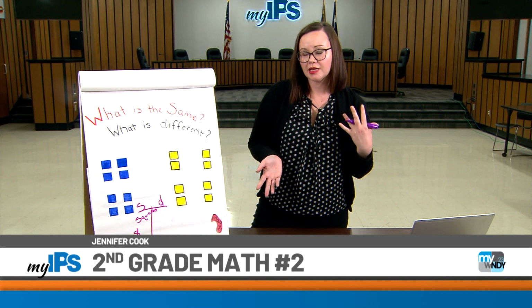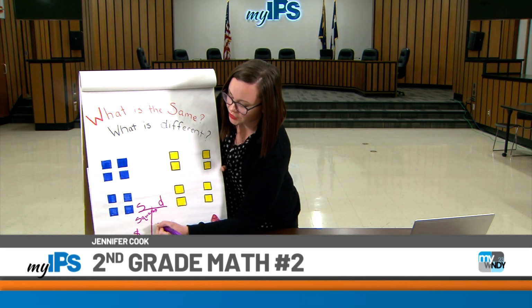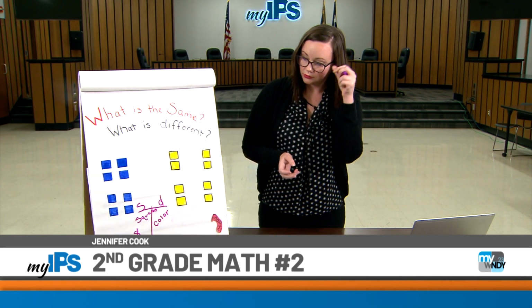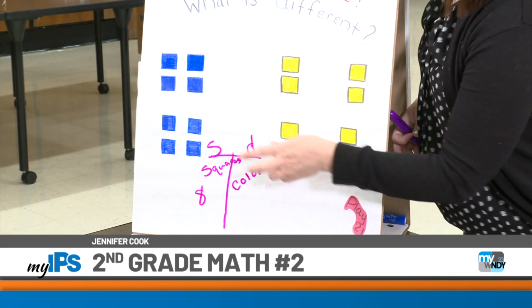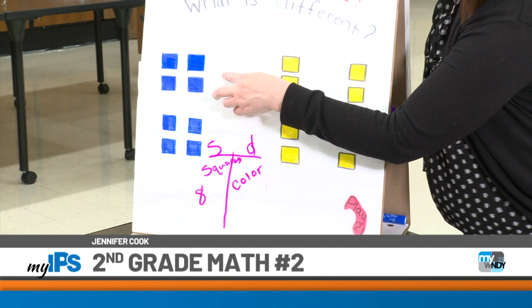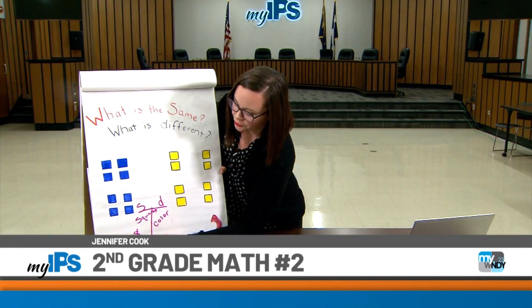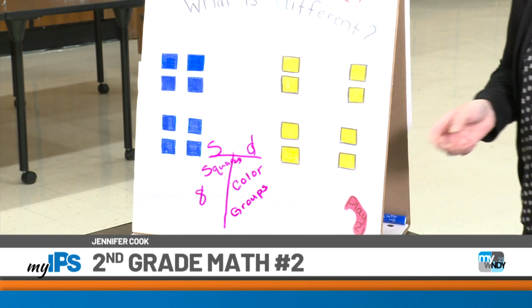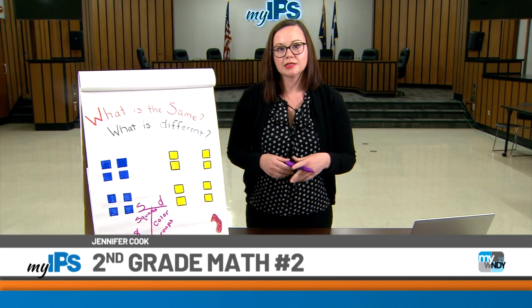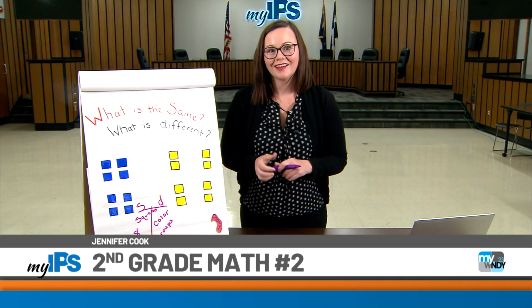Now let's look at some things that are different. The color, so one is a different color. So I'm just gonna write color. What else is different? It looks like to me I have 2 groups of 4 here, and I have 4 groups of 2. So there's different groups. So I'm just gonna write groups. Can you come up with some differences and some similarities as well? Okay. All right, great job, guys.